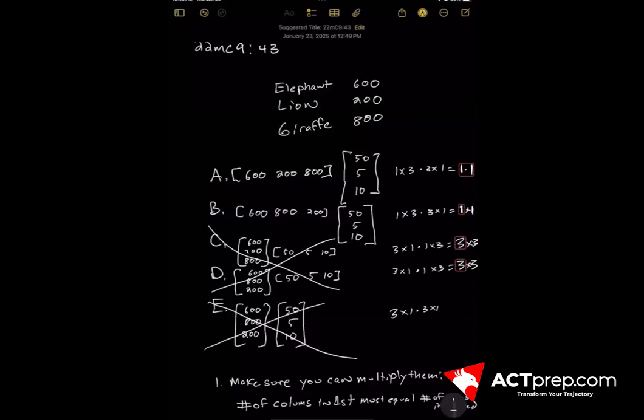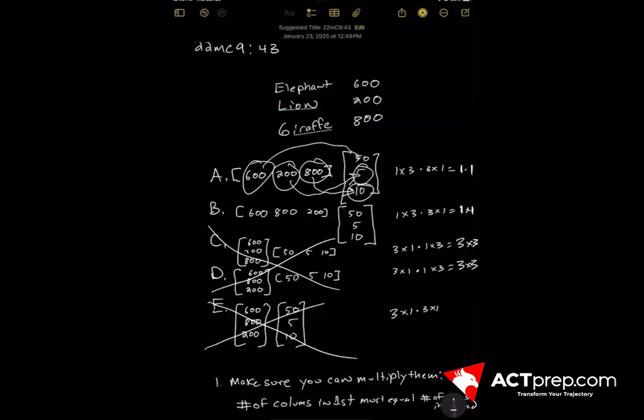And when you are multiplying matrices, you're just going to take the first number there, multiply it times the first number there, and add that to the first number here times the second number here, and then multiply the third number here to the third number here, add all of those numbers together, and that's going to give you your answer. So we've just got to find the answer that lines up properly.